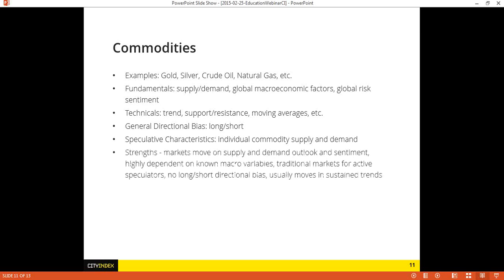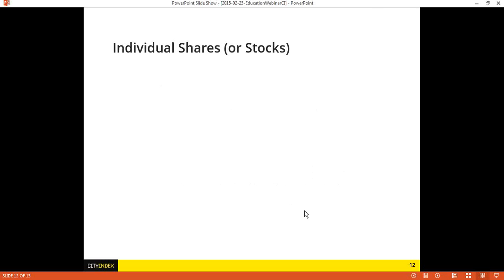So if you are an active speculator, chances are that you're trading gold or silver or oil or what have you. Okay, and it often moves in sustained trends, as we see on oil and gold. Weaknesses: potential for elevated risk and higher volatility, and we've seen that very much so lately, and lack of diversification options. Okay, so finally moving on to individual shares or stocks.